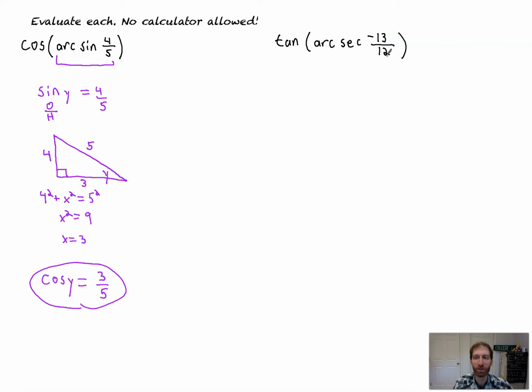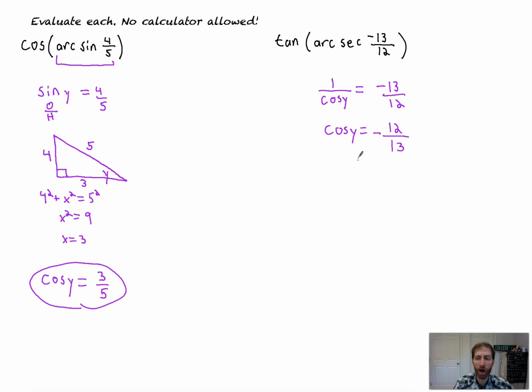Arcsecant of negative 13 over 12. Okay, well if it's arcsecant, that's the same as saying 1 over cosine of y equals negative 13/12, right? Because secant is 1 over cosine. Let's flip it. So cosine of y is equal to 12 over 13. I'm going to write that as negative 12 over 13.